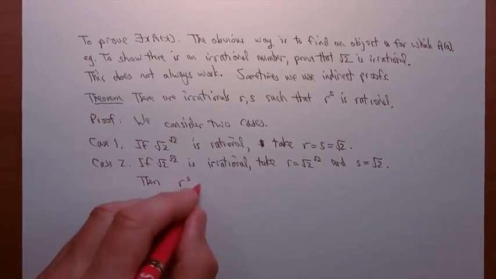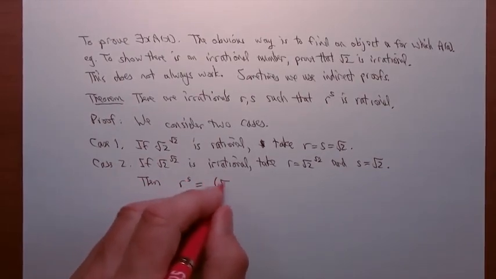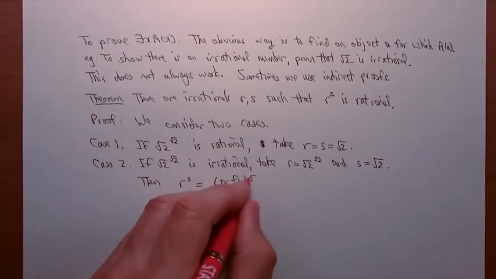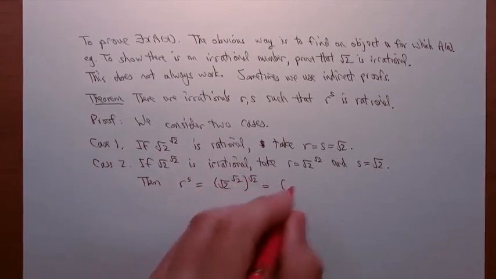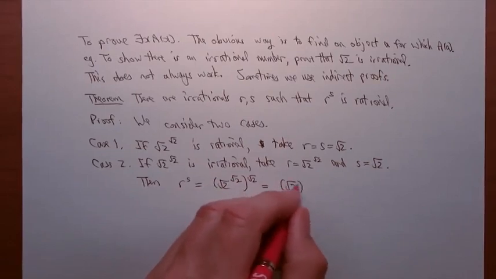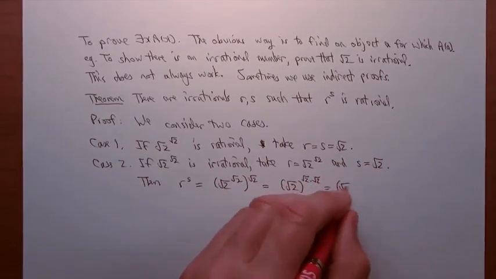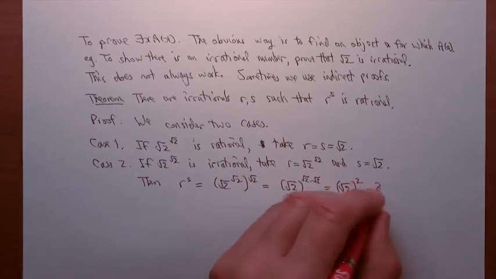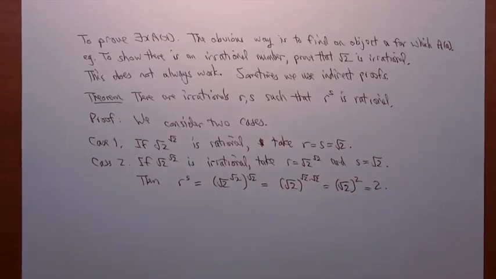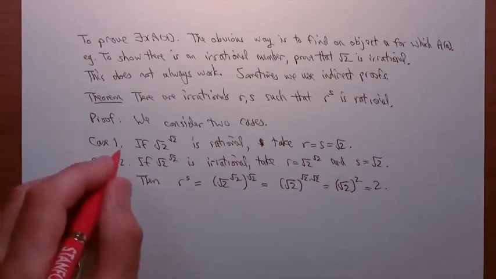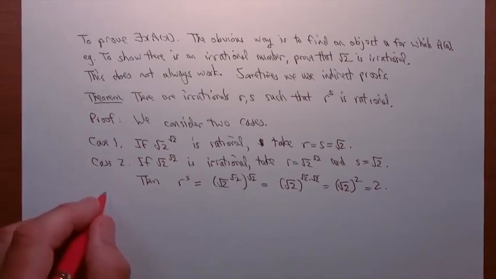And if we do that, then r to the power s is root 2 to the root 2 all to the root 2, which by the way that exponents work is root 2 to the power root 2 times root 2, which is root 2 squared, which is 2. And 2 is rational. So again, we've proved that there are irrationals r and s such that r to the power s is rational. Taken together, case 1 and case 2 prove the theorem.